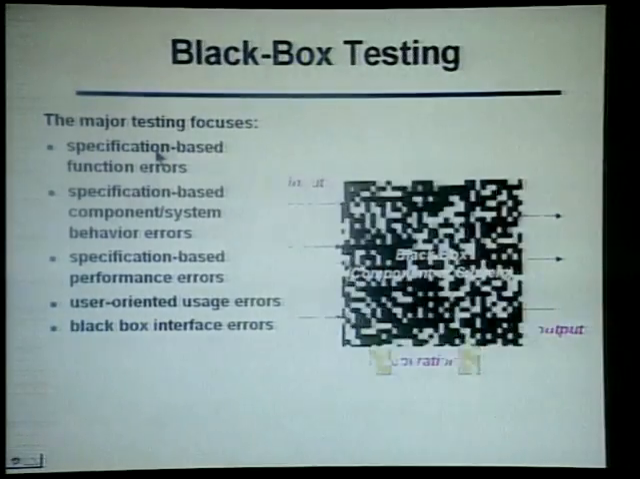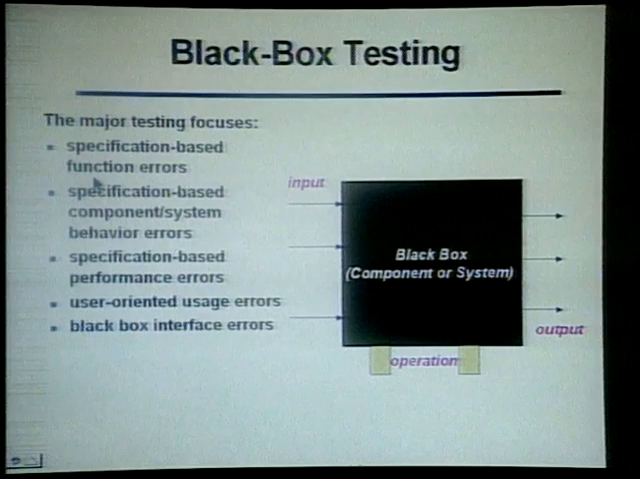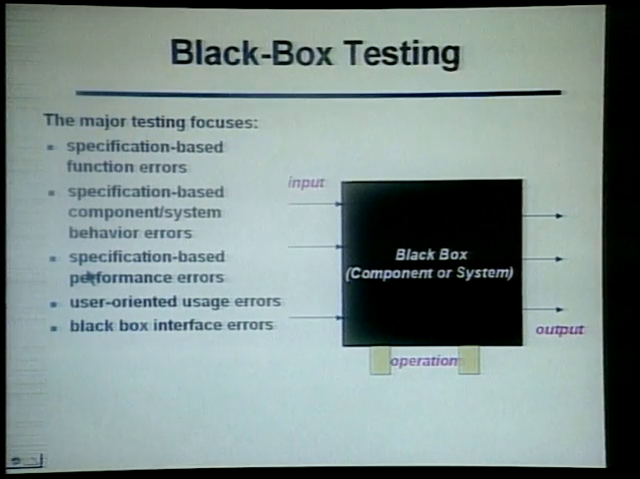Now we will discuss a black box testing method called equivalence partitioning. But before we discuss the method itself, let us remind ourselves of what black box testing is and what type of errors are generally discovered in black box testing. Black box testing is basically used to uncover specification-based function errors, specification-based component and system behavior errors, specification-based performance errors, user-oriented usage errors, and black box interface errors.